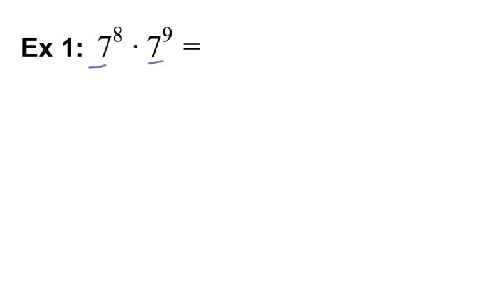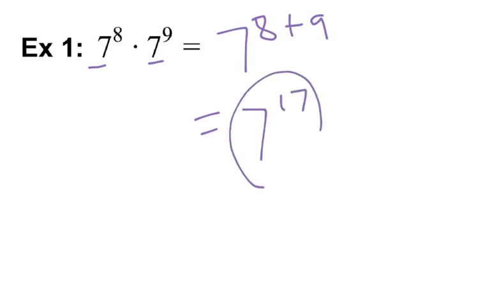So we can just simply do this. 7 to the 8 plus 9. And then 7 to the 8 plus 9, well, that's just 7 to the 17th power. And then we're done.